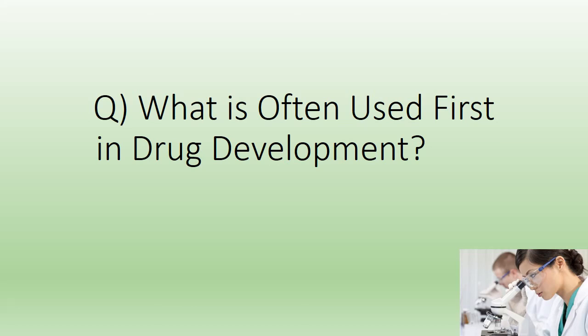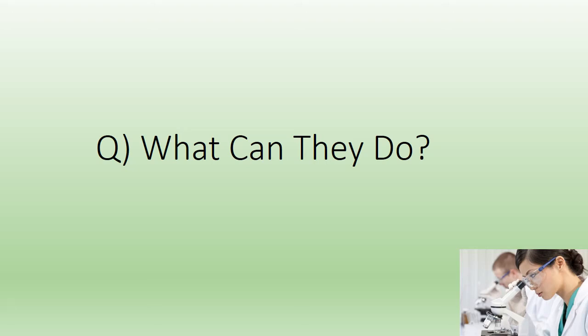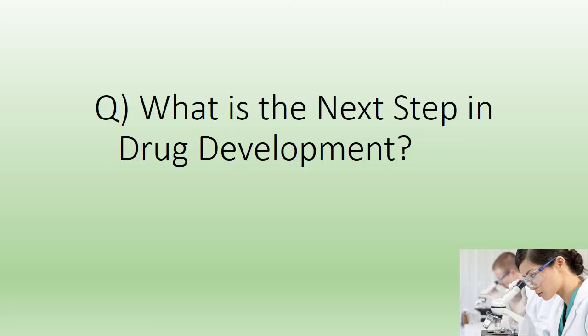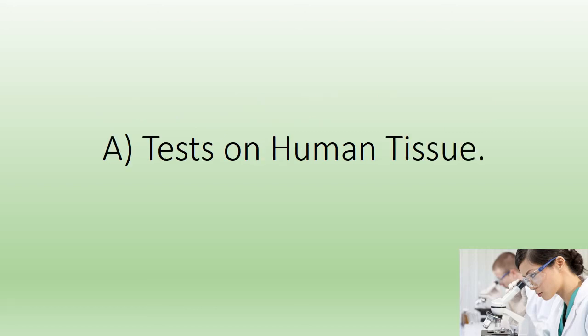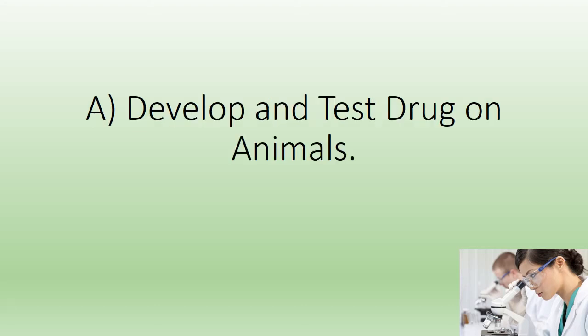Drug development. What is often used first in drug development? Computer models. What can they do? Identify promising drugs. What is the next step in drug development? Tests on human tissue. What is the last step? Develop and test drugs on animals.